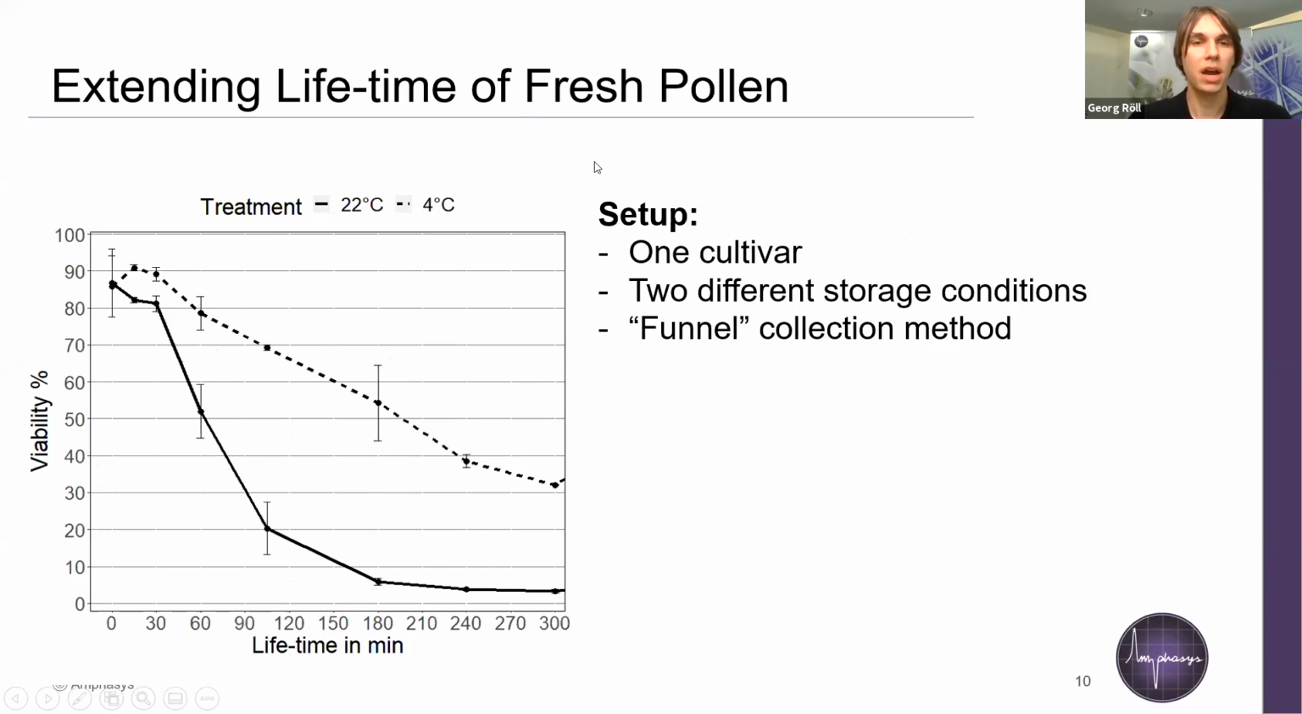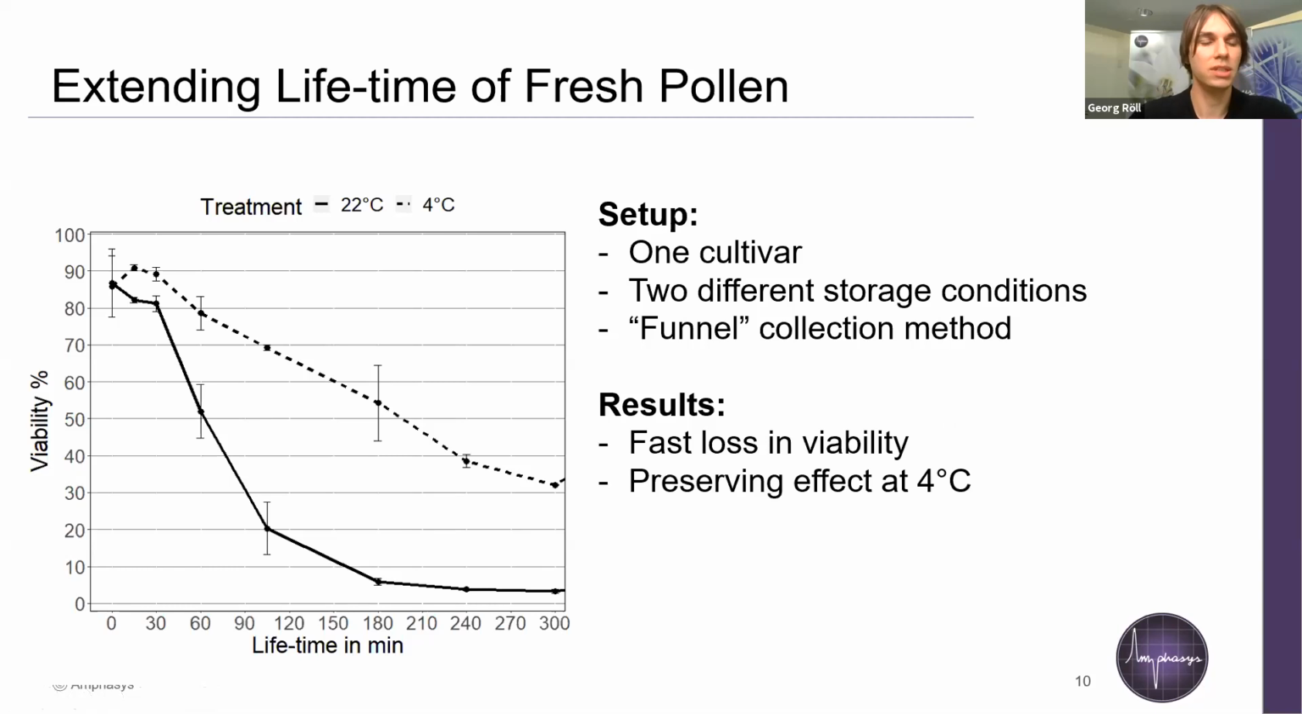We were thinking about how we can extend the pollen lifetime. So we performed one experiment where we applied 2 treatments. One was 22 degrees, at room temperature, and the other was 4 degrees in the fridge, where we put the pollen. We collected the pollen also with the funnel collection method. And what we can also see here is that the pollen viability drops very fast in both conditions.